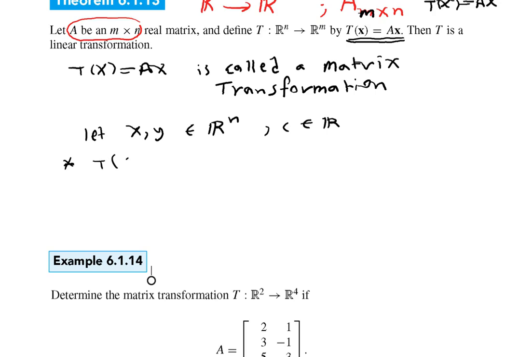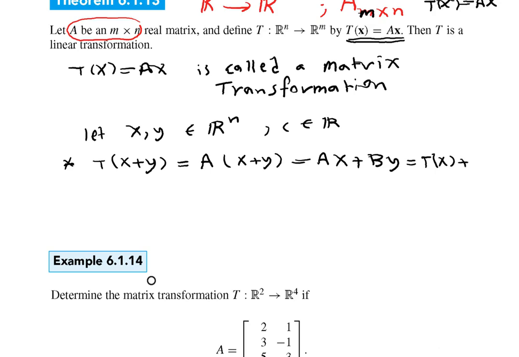T of x plus y will equal the matrix A multiplied by x plus y, which is A times x plus A times y, which is T of x plus T of y.